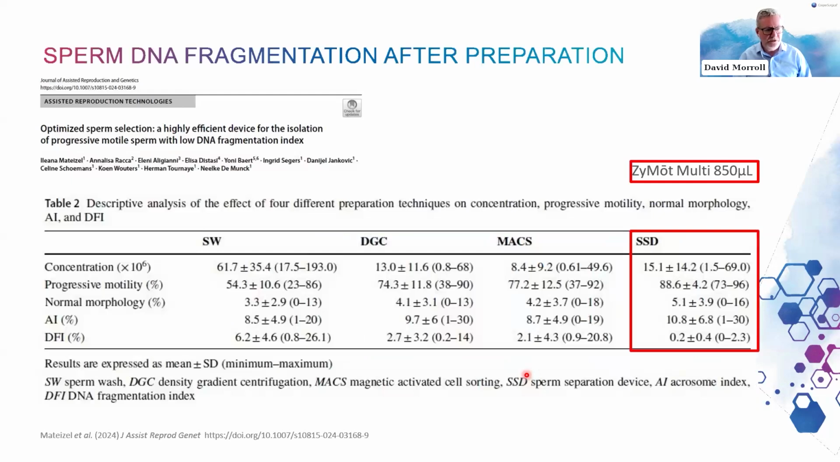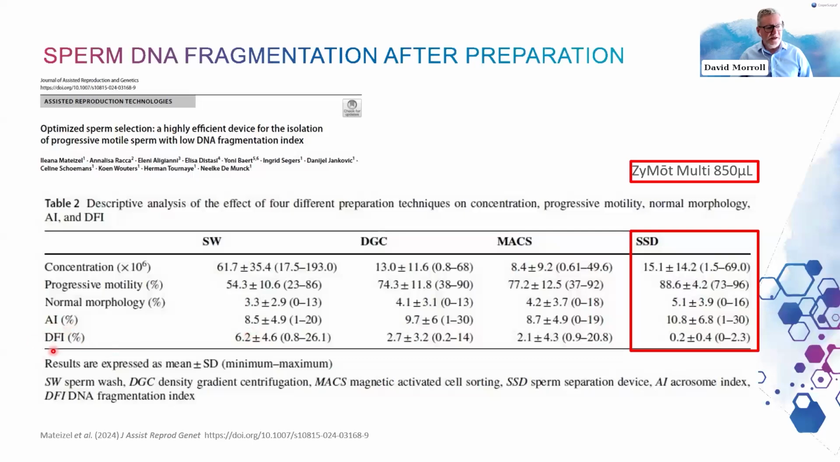And that's really mirrored by this paper from IVF Brussels, under Nilke de Monk's supervision, primarily authored by Matezel from last year. Again, they compared using a Zymot multi-850 against MAX, which we know should reduce DNA damage, density gradient, and a simple sperm wash, a centrifugation wash.